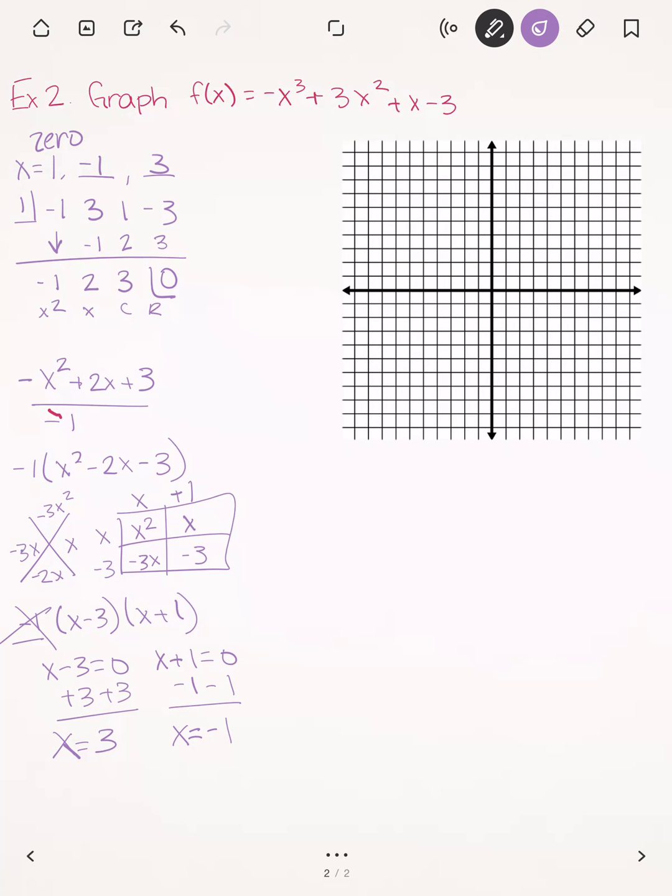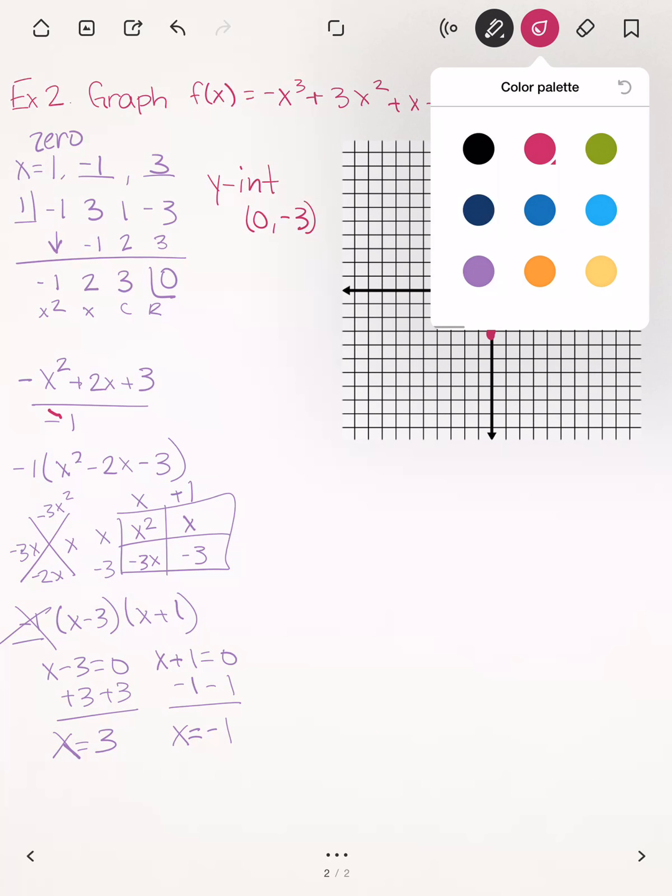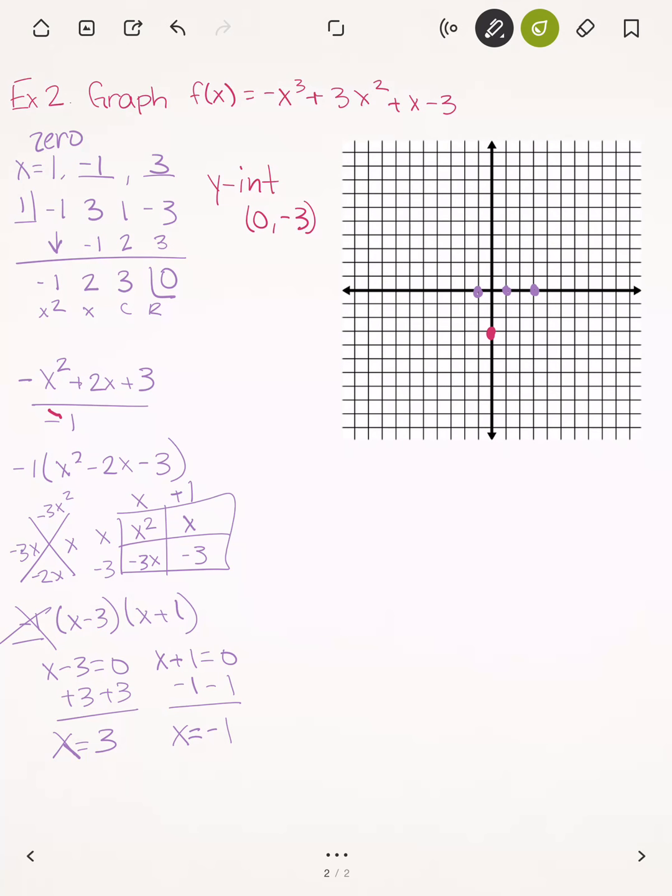So I'm going to plot those. -1, positive 1, and 3. From here, let's see, I need to find my y-intercept. So my y-intercept, again, it's my constant, so it would be 0, negative 3. So I'm going to plot that 1, 2, 3 right here. I'm going to look at my end behavior now. It's odd, so different directions, but now my leading coefficient is negative, meaning my right side must go down. My left side has to go up. So I start kind of connecting points to see.